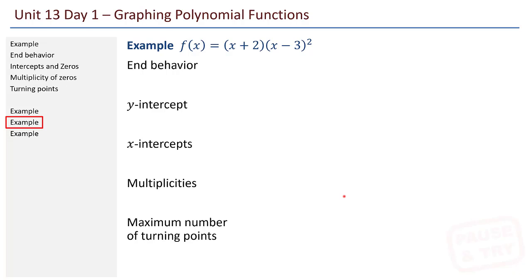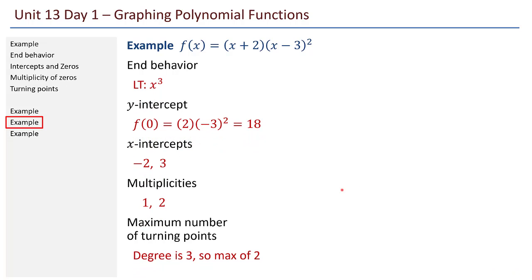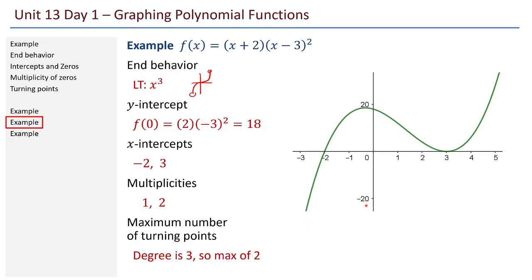Alright, here's what we have. The end behavior is, well, it's x cubed, so the end behavior looks something like this, down on the left, up on the right. Y-intercept 18, x-intercepts -2 and 3, multiplicity is 1 and 2, degree is 3, so maximum of 2 turning points, and the picture looks like that.